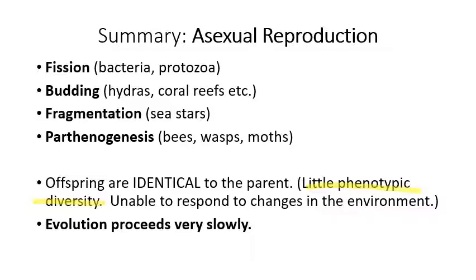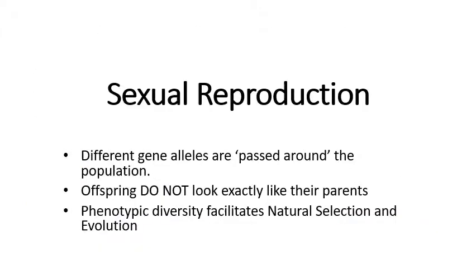Anyway, evolution proceeds very slowly, and organisms that reproduce asexually are very vulnerable to becoming extinct if something happens to the environment that they can't tolerate. If there's some change in the environment that they can't tolerate, they will all die, as opposed to some of them surviving, which is what you have with phenotypic diversity. All right, now let's look at sexual reproduction.